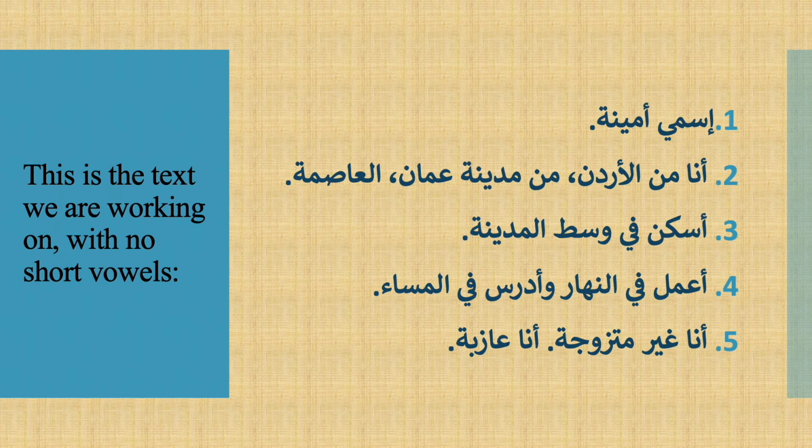And now let's see these letters in context. This is the text we're working on with no short vowels. Let's see if we can find some long vowels here. Do you see a long vowel here in line number 1? Yes, we see one here. And do we see another one? Here, you see? This is the middle shape of the long E.